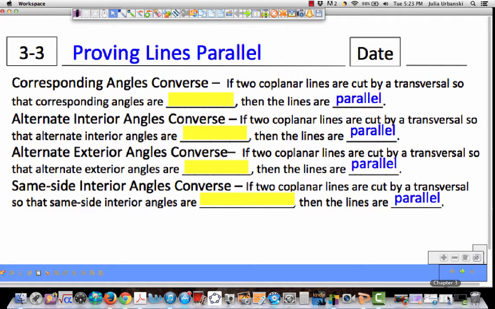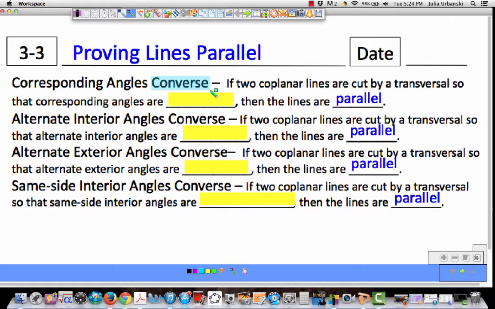So for section 3-3, we're talking about proving lines parallel here. And look for a second at the screen, look at your notes, and look right here. What is the key word that you see right here? Did you see the word converse? Think back a ways. You just took a test on this. Think back to what converse means.